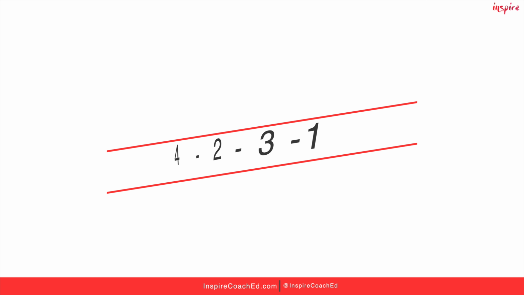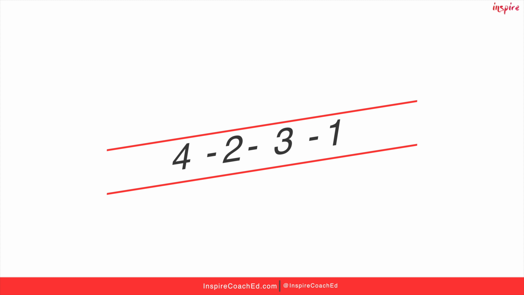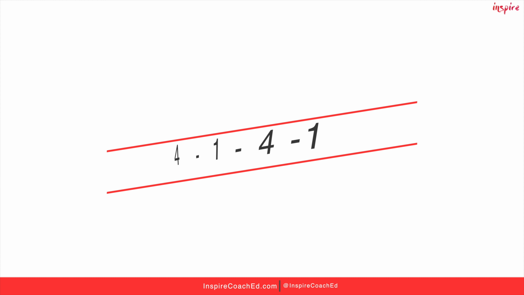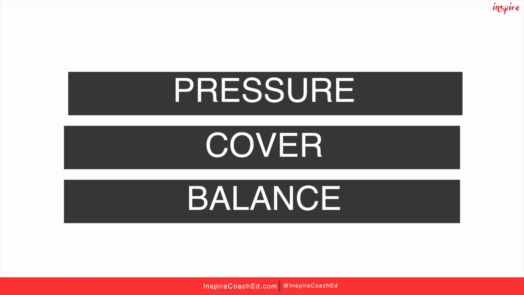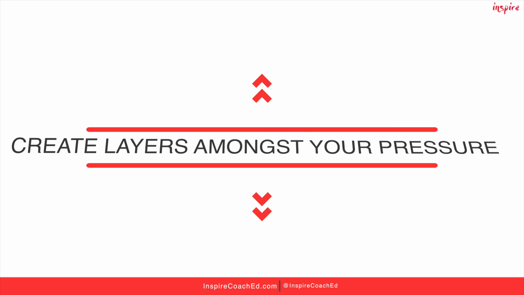So in formation, simple terms, 4-2-3-1, the 2 in front of the 2 centre backs and behind the 3 is a layer in their midfield. 4-1-4-1 is a layer in their midfield. On a micro level, someone who coaches pressure, cover, balance, you are creating layers amongst your pressure.